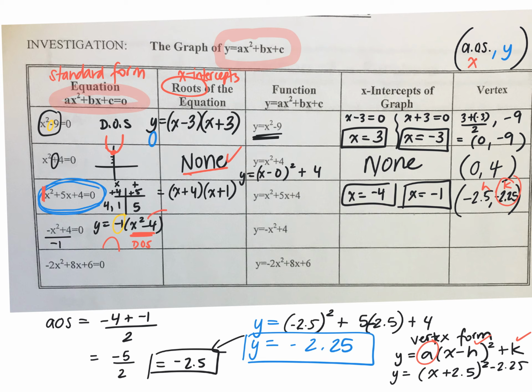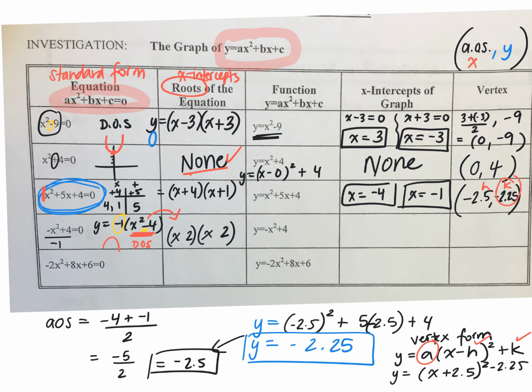Can you factor this part? Can you find the roots of the equation? It's a difference of squares. So what are the roots of the equation? X, and it's take away 4. So it's a difference of squares. 4 is a perfect square. What is the square root of 4?